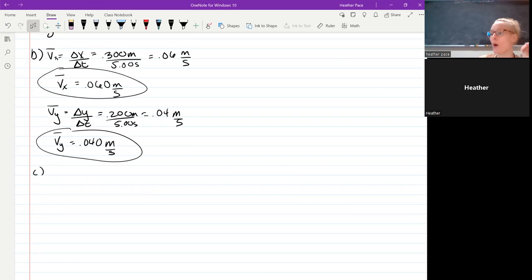B asks for what the average velocity is in both the x and y coordinates. So we know that average velocity is just delta x over delta t. We have delta x given in the problem before. T is given in the question. Plug in our answers, plug in what we're given, and we get 0.060 meters per second average velocity in the x direction. We're going to do the same thing for y. You see here we get 0.40 meters per second in the y direction.